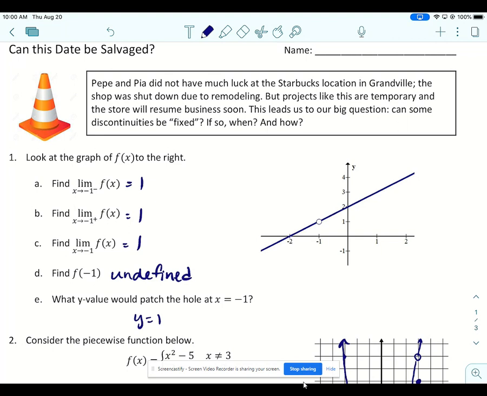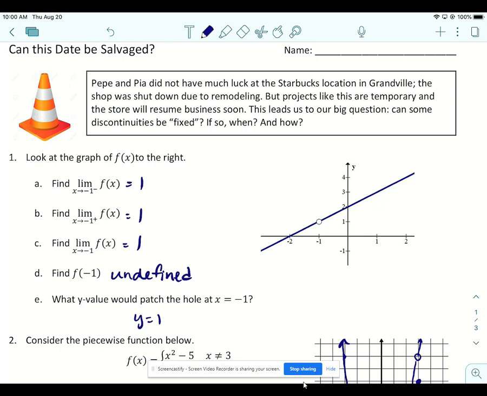Before you watch this lesson, go back, if you haven't already, and complete the "Can This Date Be Salvaged?" activity. It goes along with Pepe and Pia trying to meet at Starbucks. So just pause, go back and do it, and then come back to the lesson. So you already have completed that side.